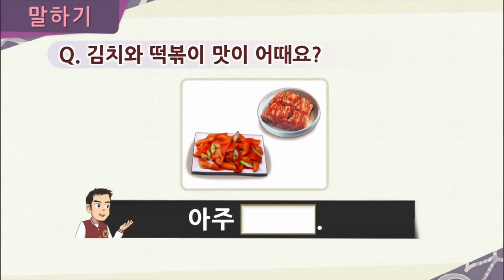Now, this time, the question asks, 김치와 떡볶이 맛이 어때요? Or, how does kimchi and 떡볶이 taste? Well, have you ever tried these foods before? As you can see by the picture here, they're red, and they contain red pepper paste and red pepper powder. So, how would you imagine they would taste? Well, in Korean, we could say 아주 매워요.